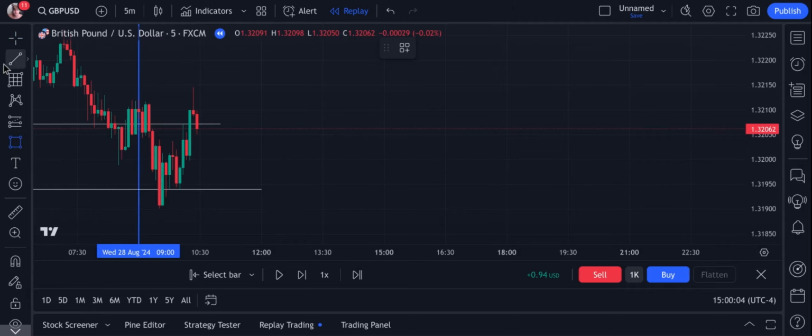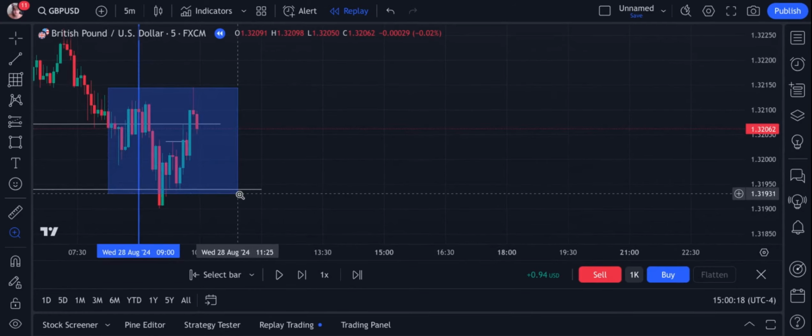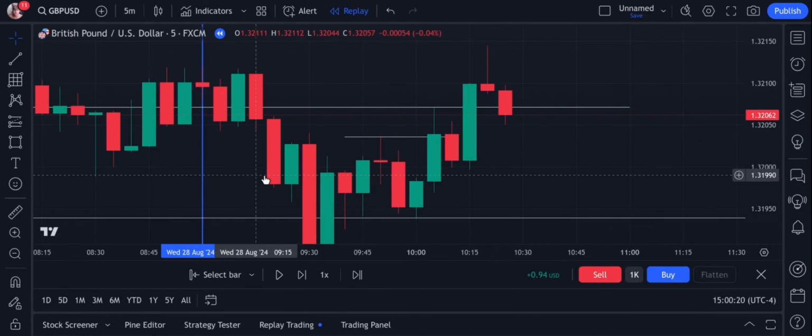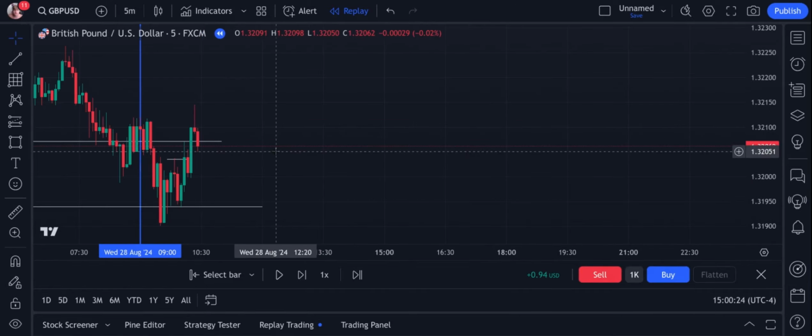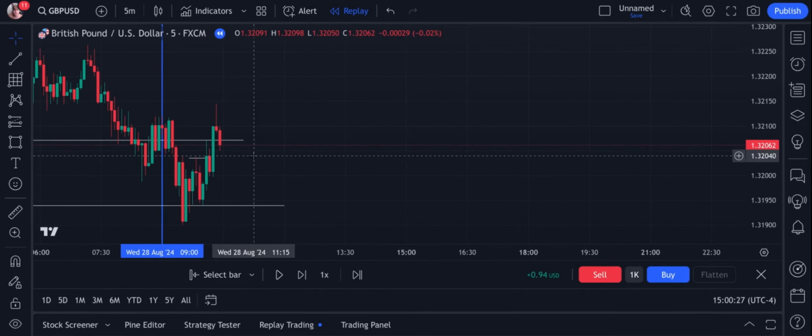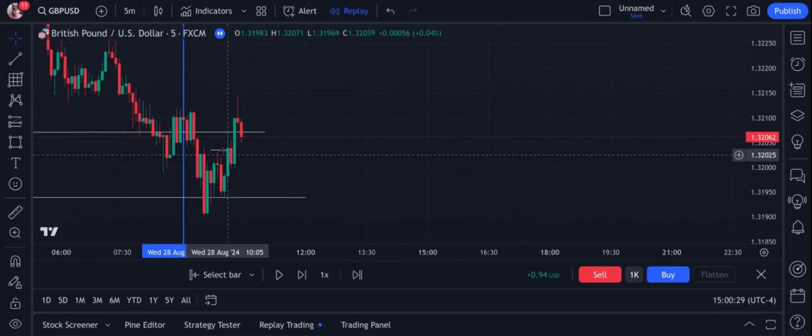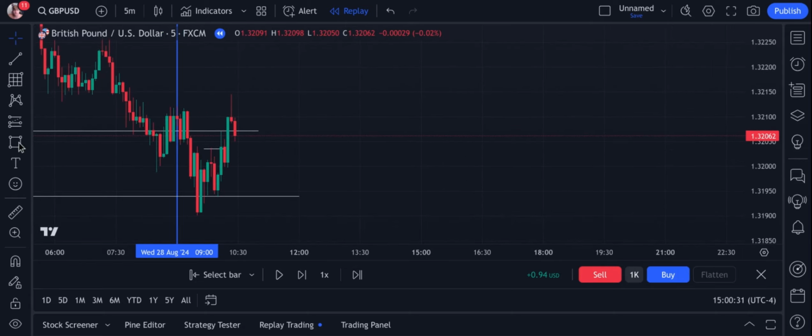Price never broke structure until here. Its high is here. I don't know if this is a break of structure or not. I'm just going to have to zoom in. Yep, that is a break of structure. Okay, the move down that caused the move up. What's this?